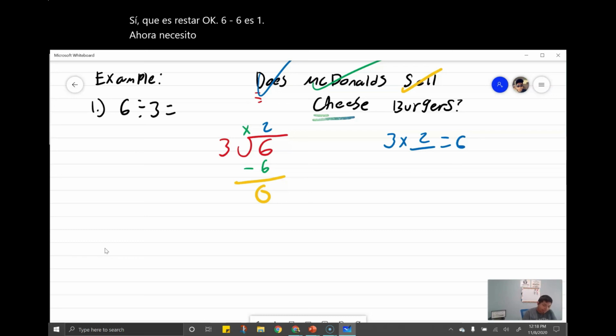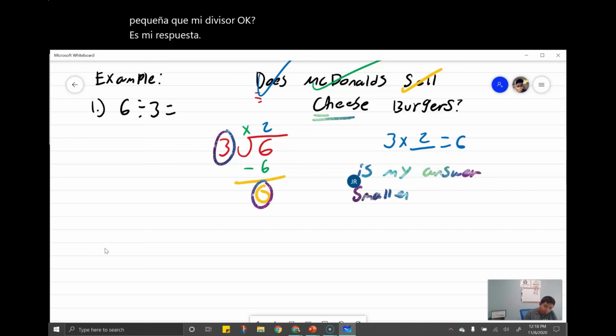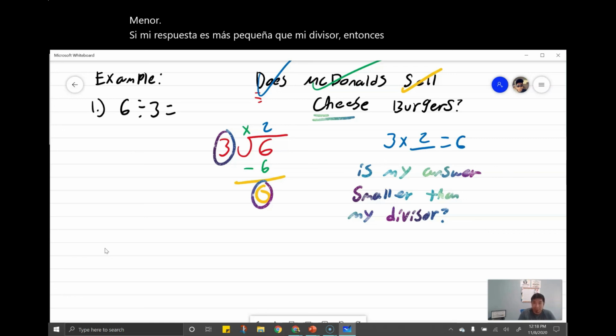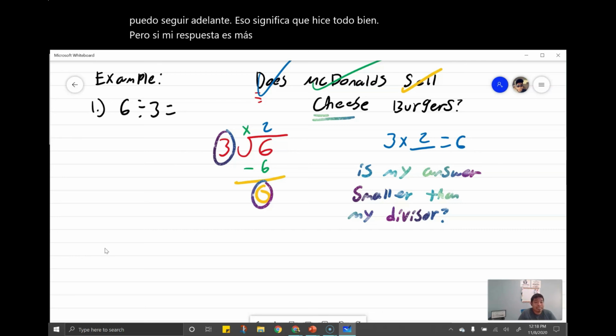Check means, is my answer smaller than my divisor? If my answer is smaller than my divisor, then that means I can move on. That means I did everything correct. But if my answer is bigger than my divisor, then that means I did something wrong, okay? So, let's see. So I did the check. Perfect. Now I need to bring it down. Well, there's nothing to bring down, so therefore, I am done.